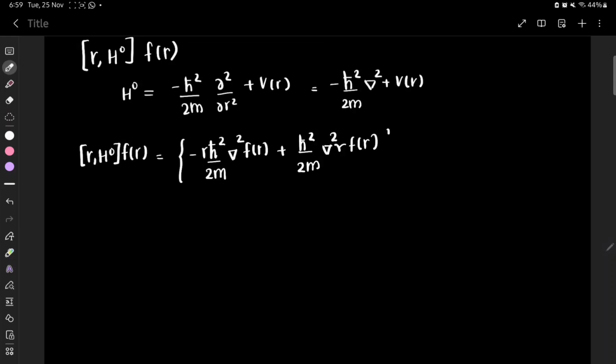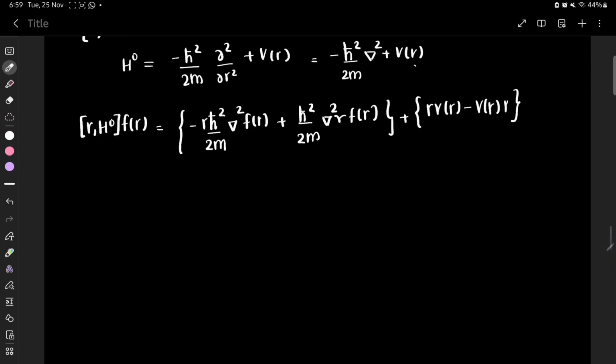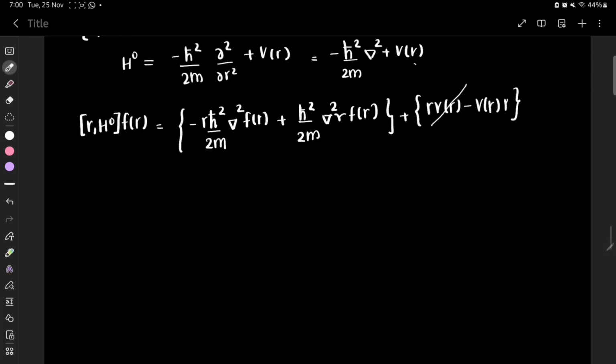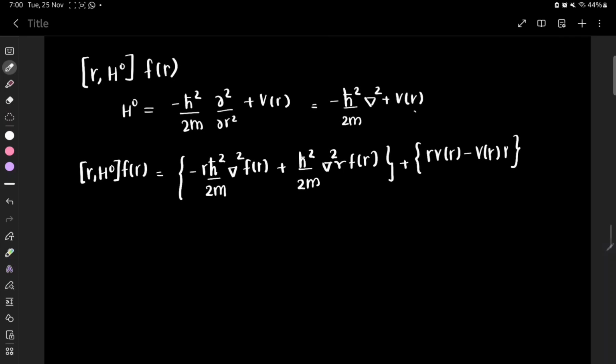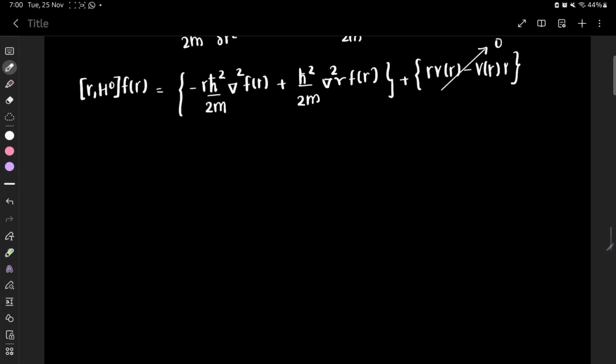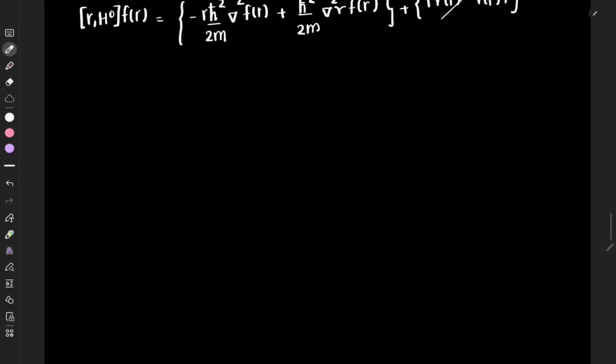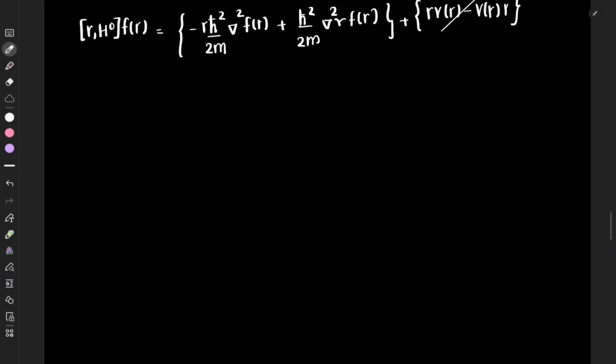Next is the same way: r v of r minus v of r r. So this becomes 0, so we don't have to think about it. The thing is that r comma v of r commutes, so this is gone. But the first term is not like that, it doesn't commute, so we have to solve it. So how do you solve this one?